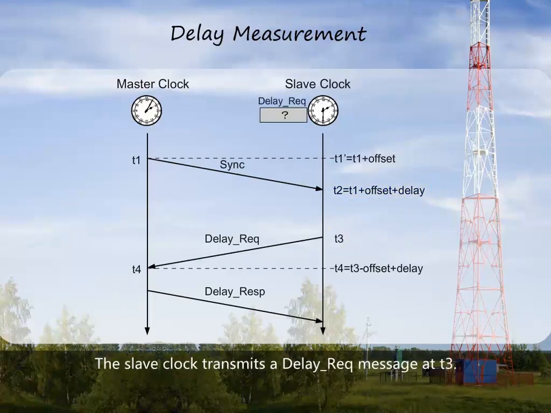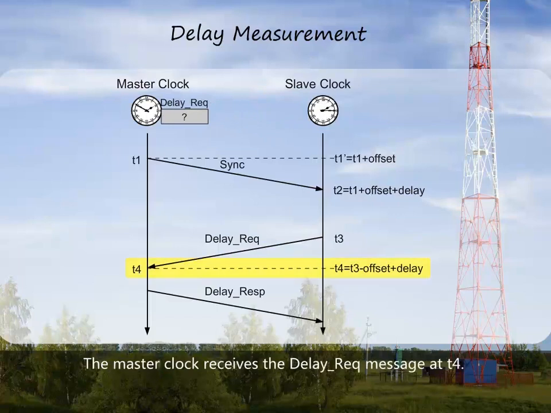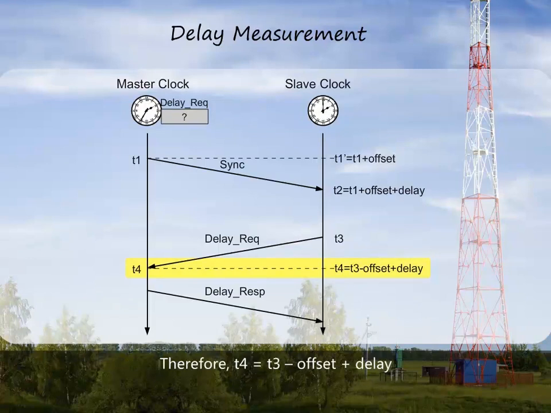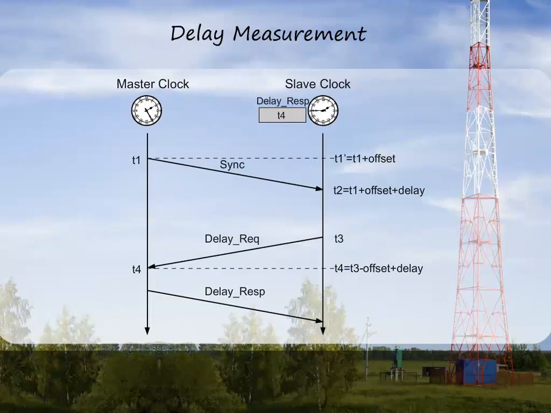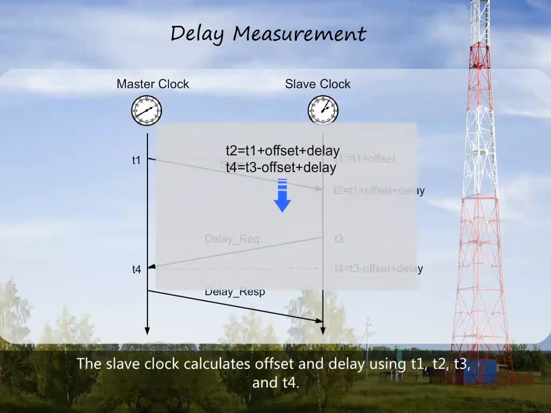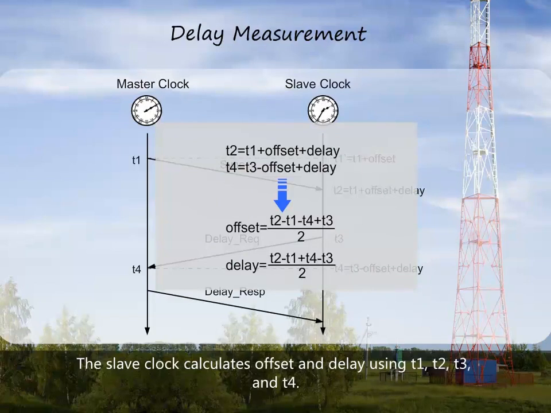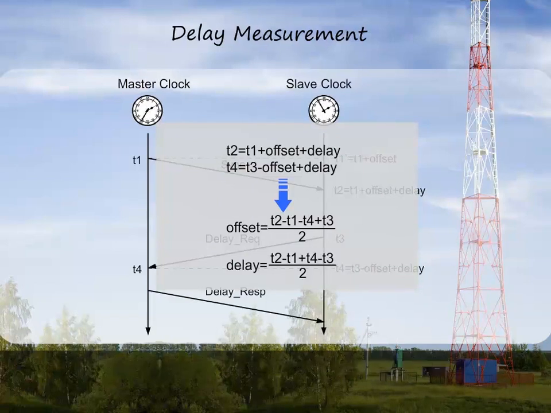The slave clock transmits a delay request message at T3. The master clock receives the delay request message at T4. Therefore, T4 equals T3 minus offset plus delay. The master clock sends a delay response message to inform the slave clock of the information about T4. The slave clock calculates offset and delay using T1, T2, T3 and T4.